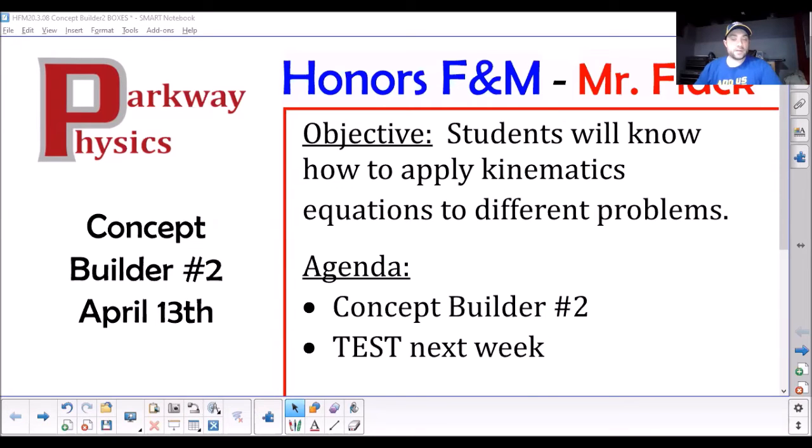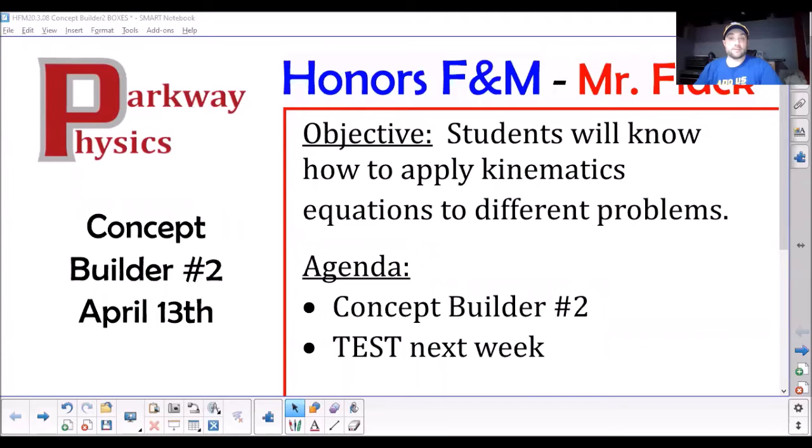Okay, so today we're doing a second concept builder, and this week is going to feel kind of slow, but I'm going to give you the concept builder today, and then I'm going to give you homework on Wednesday, and that's it. But I would encourage you to get caught up because we are going to have a test next week. I will let you know more about what that will look like when I've figured out more of how I'm going to do it.